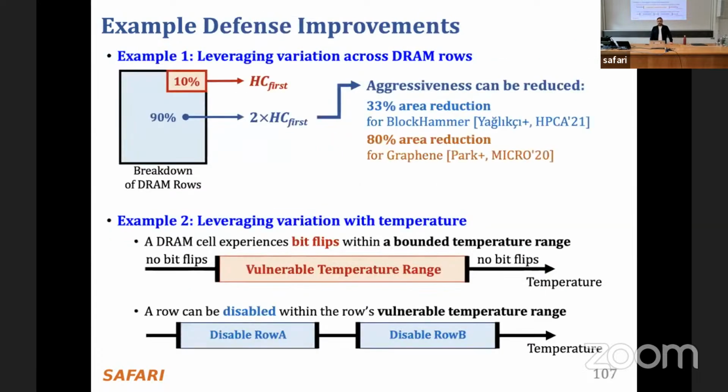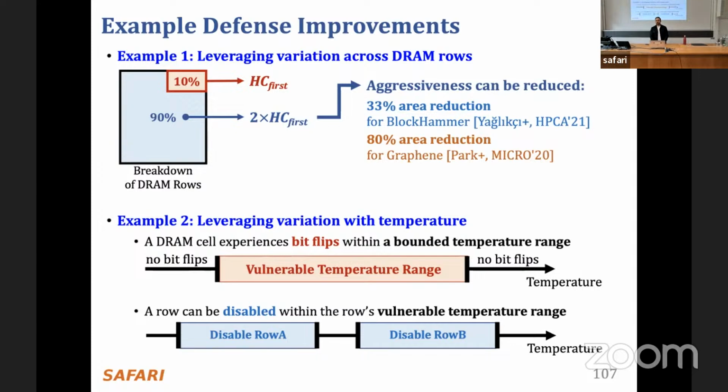Okay, so another aspect of this paper was looking at the spatial variation across different DRAM cells in a DRAM chip. We observed that, let's say you look at the 10% most vulnerable DRAM rows, and you need some activation count, let's parameterize it, HC first, to induce bit flips in the most vulnerable 10% of the DRAM rows. For the remaining 90% of the rows, you need at least double that activation count. So you don't have to protect all parts of the system or DRAM chip with the same aggressiveness, right?